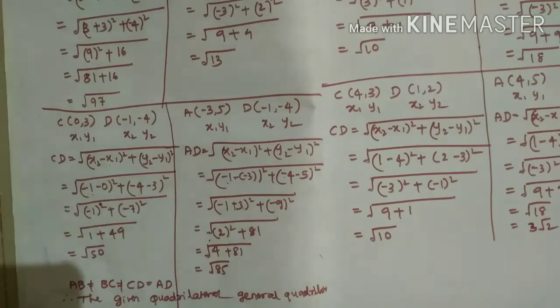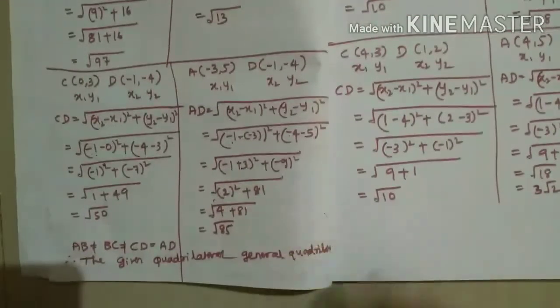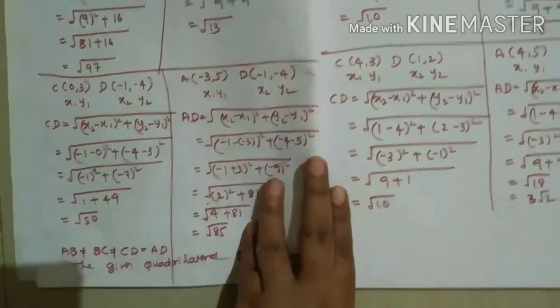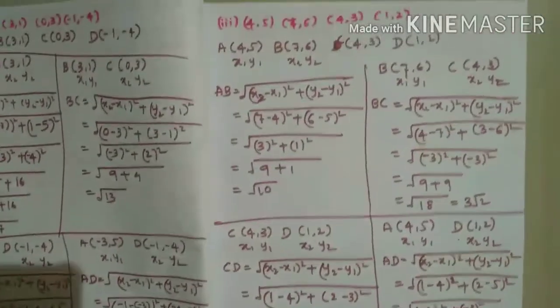So we can say this is a quadrilateral, but we can't say any particular type of quadrilateral here. All the sides are different: AB is not equal to BC, is not equal to CD, is not equal to AD. Therefore the given quadrilateral is a general quadrilateral, because it has 4 sides but it is not a rectangle or square. Rectangle means at least 2 sides should be equal. Square means all the sides should be equal, but here all the sides are different, so we can say it is a general quadrilateral. Now we'll see the third sum of this main.